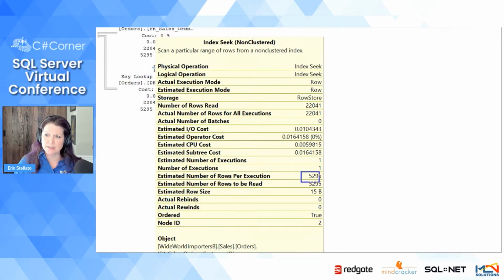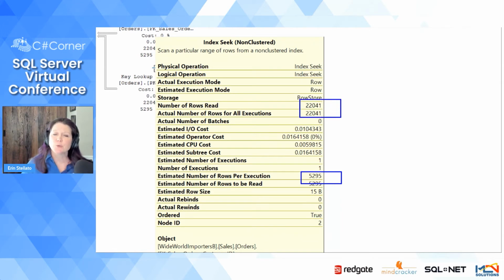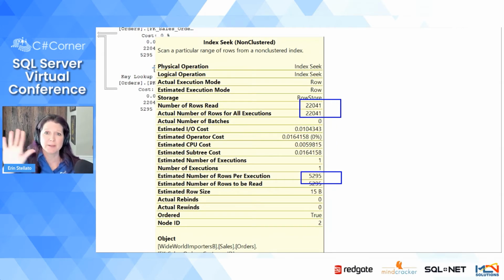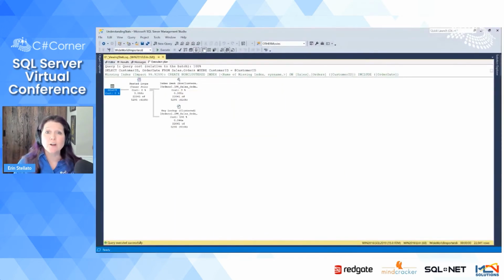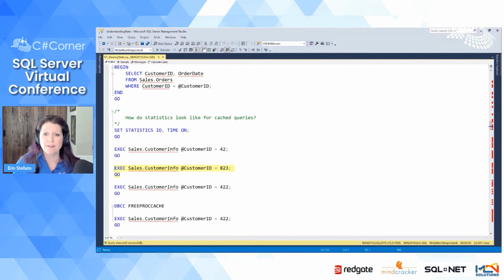The estimated number is 5,295, and the number of rows is way higher, 22,000. So what's important to remember here is that when we execute a stored procedure, the initial value that it uses to compile is used to determine the plan, and then that plan gets cached in the procedure cache, or the plan cache. So that's going to be reused regardless of what value I pass in.